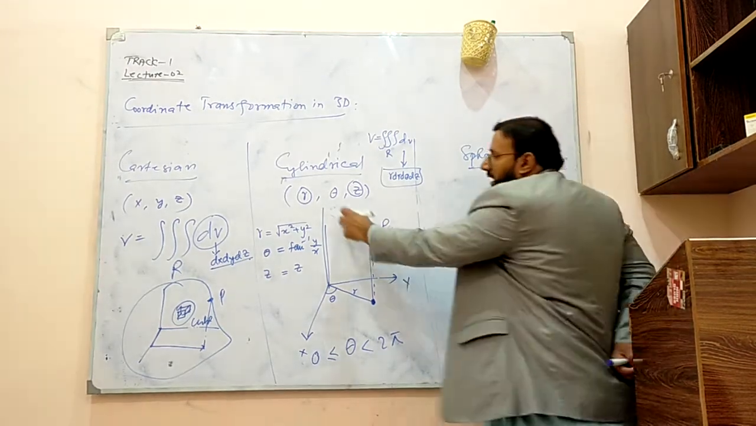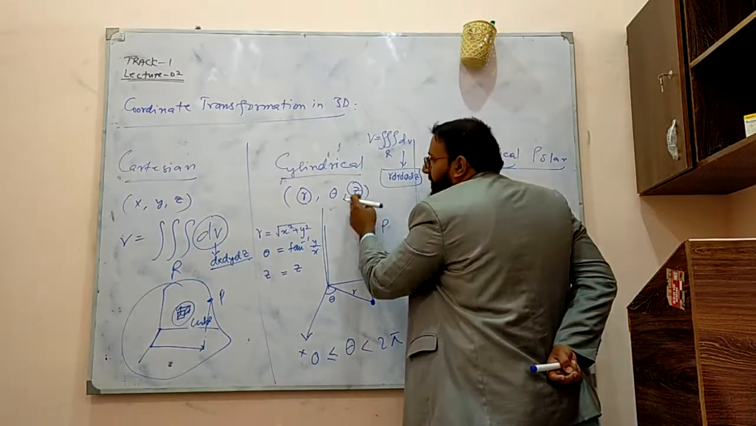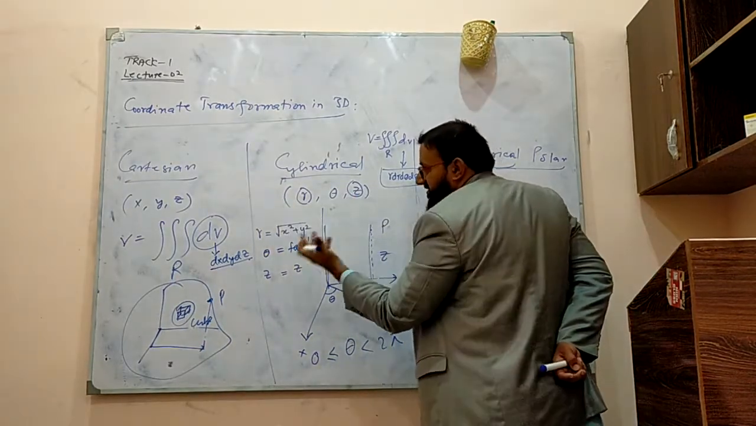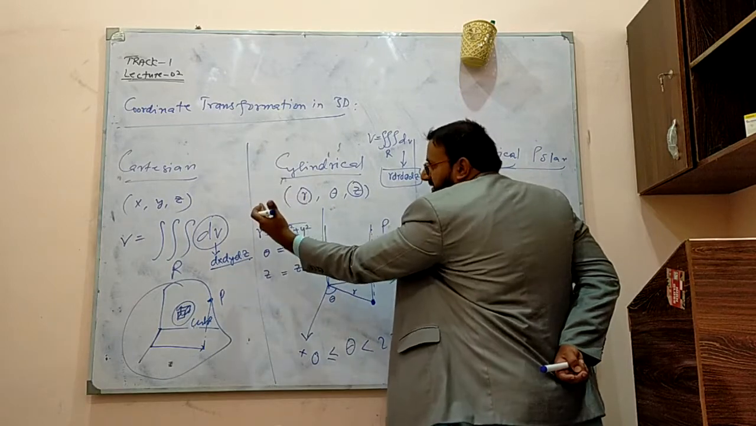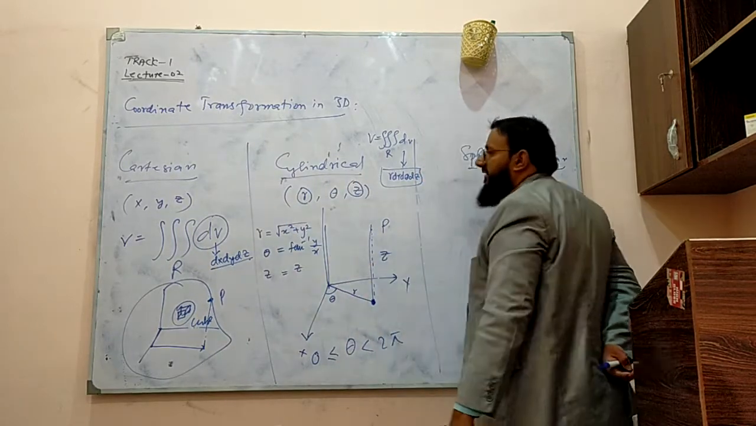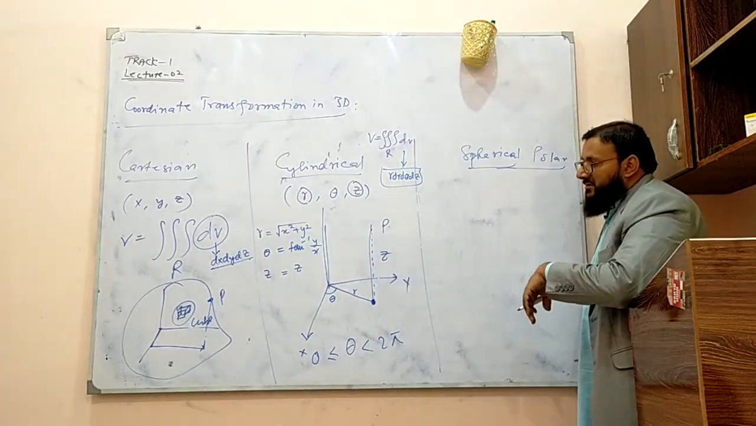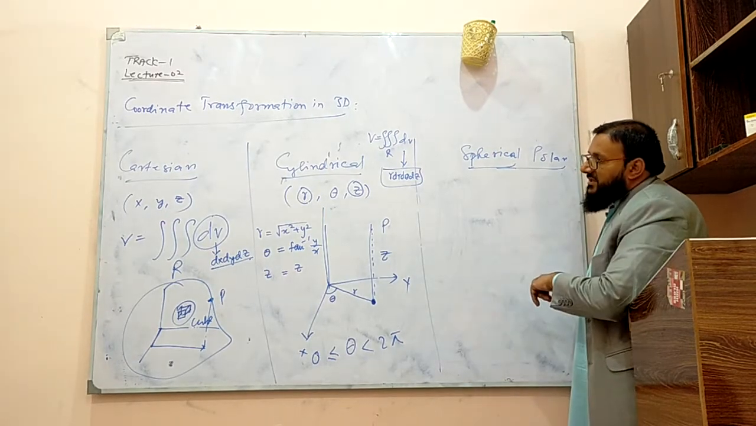If I am giving you r, theta and z, will you be able to give me x, y and z? It's very easy. If I give you x, y, z, we can find out r, theta and z easily. Vice versa. So why are these called cylindrical coordinates?